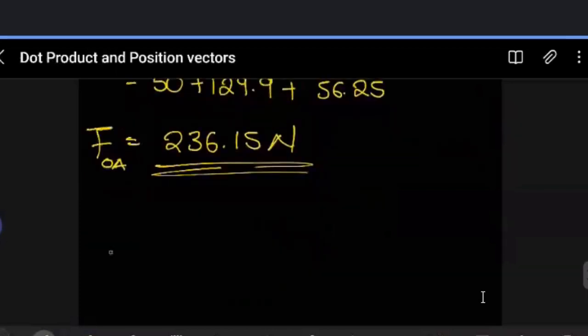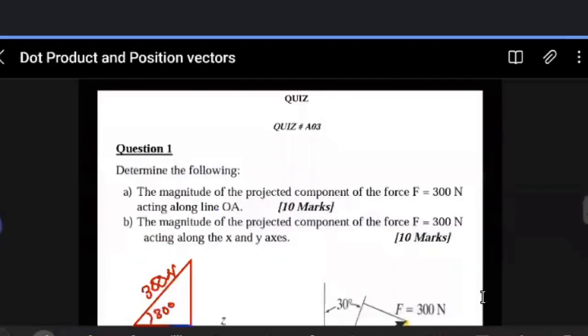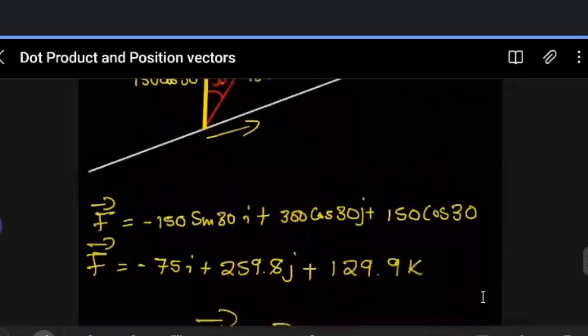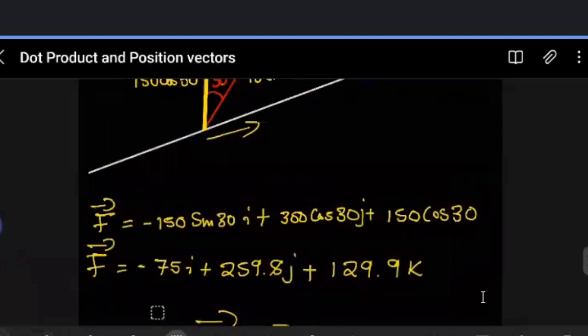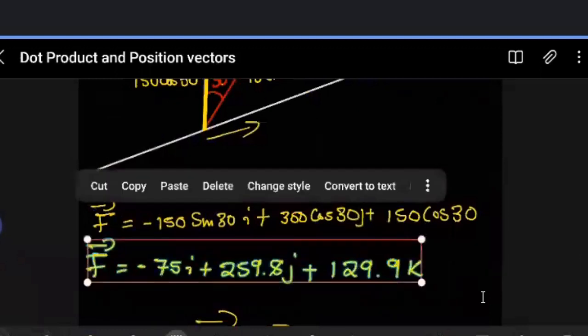So in part B, now they were asking that, let's see that. They want us now to determine the magnitude of the projected component of the force F. The same force, now it's the same force here, the same 300. But now they're saying acting along the x-axis. And then in the next part, along the y-axis. Well, this is very, very easy. We've done the heavy work here, because let's get the force. The force F is here. We already did determine what the force F is.